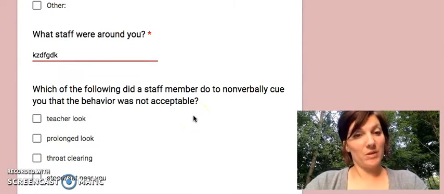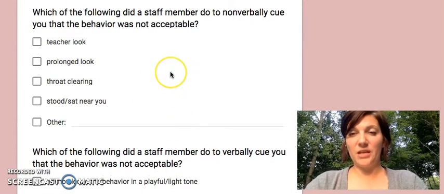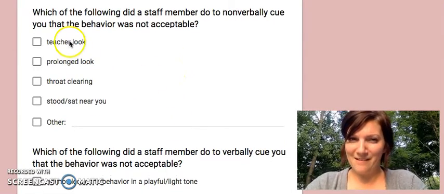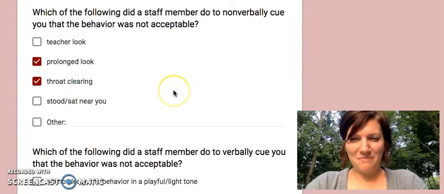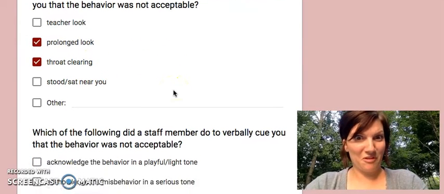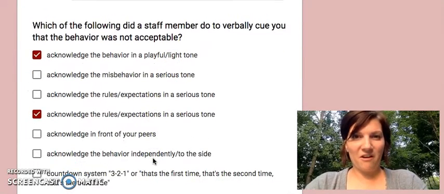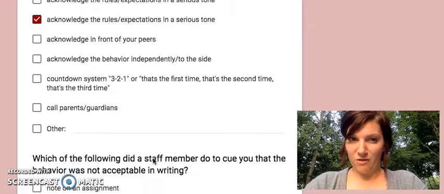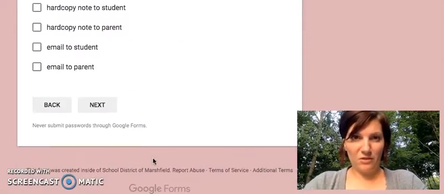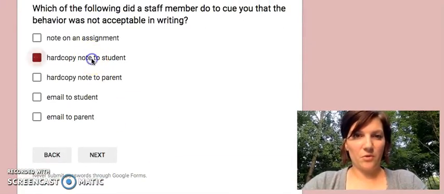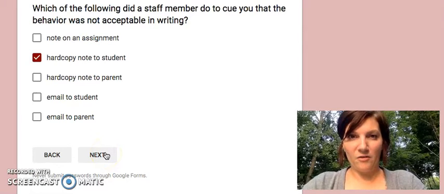So this is going to be those same exact things that we talked about to help the student understand, like, oh yeah, my teacher did stare at me. My teacher did clear their throat. I maybe should have checked myself before I wrecked myself at that point. Oh yeah, that's right. They did do all of these verbal things to remind me. And again, we went through these, so I'm not going to go through them again aloud.